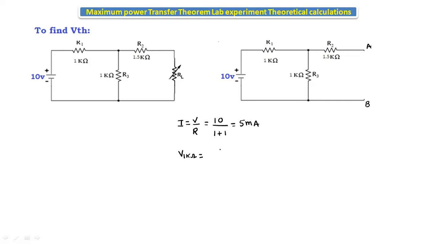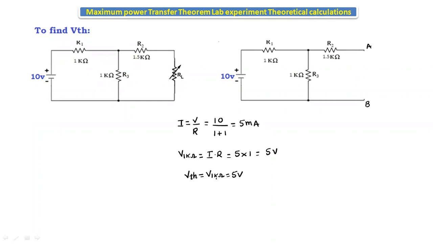If we find the voltage across the 1 kilo ohm resistor, the formula is I into R. As current is the same in a series circuit, the current passing through the 1 kilo ohm is the same, that is 5 milliamps. So the voltage across the 1 kilo ohm is 5 into 1. So we will get 5 volts. From this we can say that VTH, Thevenin's voltage, is equal to the voltage across 1 kilo ohm, which is 5 volts. So VTH we got 5 volts.